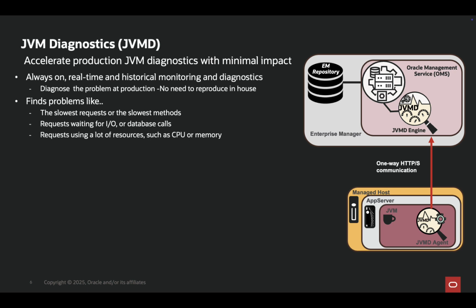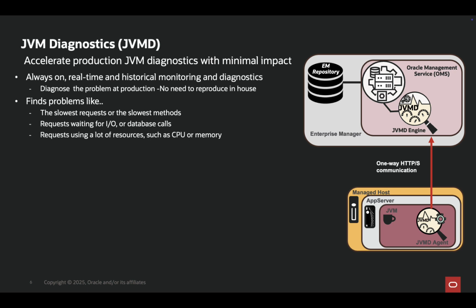JVMD is primarily designed to be able to diagnose Java performance problems in a production environment. Because we sample the information directly from the application's JVM and use that information for real-time analysis, there's no need for you to reproduce the problem in a separate QA environment. It basically eliminates the reproduction process, thus reducing the time to recovery.